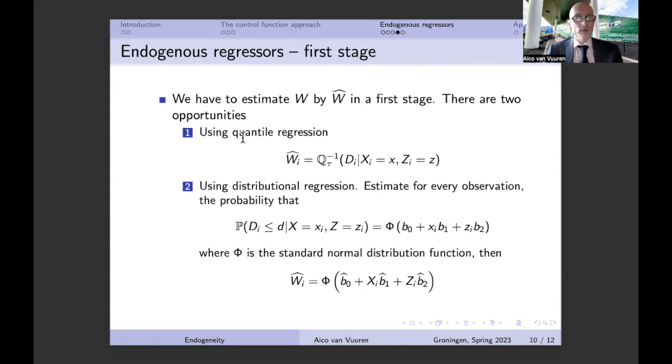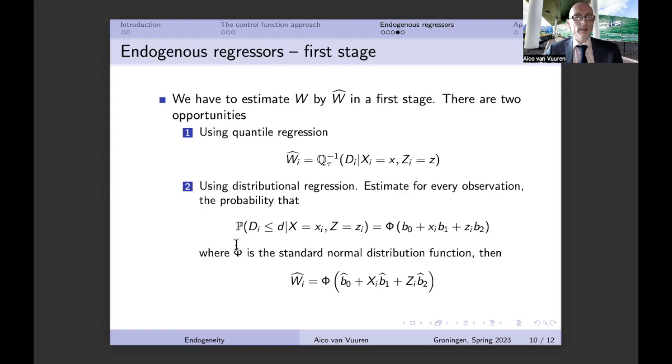So therefore what we can do is to run all kinds of quantile regressions of d on x and z, and then, well, actually invert these quantile regressions. Well, then we are going to get the inverse of the inverse distribution function. That's of course the distribution function itself, and that actually gives us estimators of the wi hat, which was actually the distribution function evaluated in di, xi, and zi.